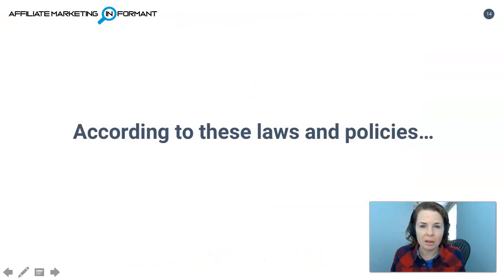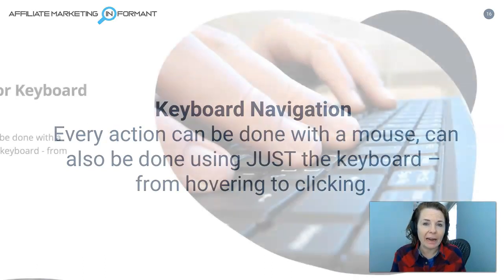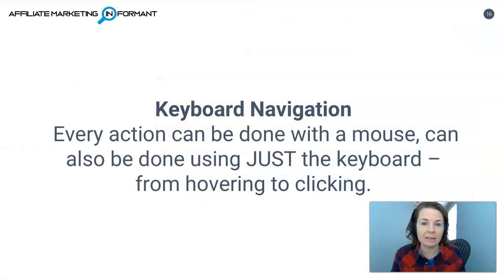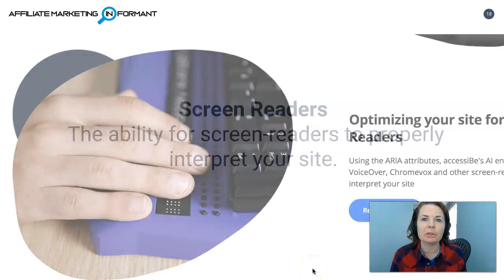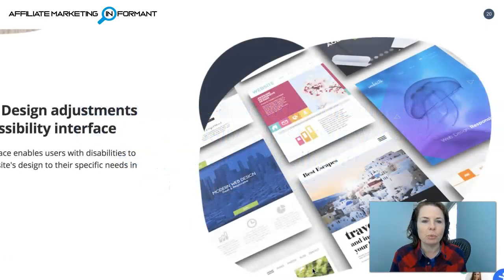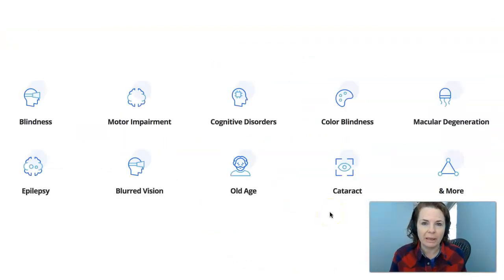According to these laws and policies, your site should be optimized for keyboard navigation. So the ability to have every action that can normally be done by a mouse to actually be done with just a keyboard, from hovering to clicking. Screen readers. So the ability for screen readers to properly interpret your site and user interface and design adjustments. The ability to visually adjust your website design to their specific needs in a matter of minutes. So your website should be accessible for every disability, regardless if they're blind, motor impaired, they have cognitive disorders, colorblind, blurred vision, old age, cataract, and many more.